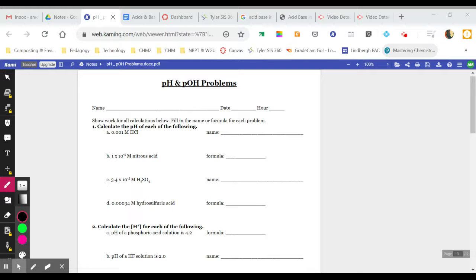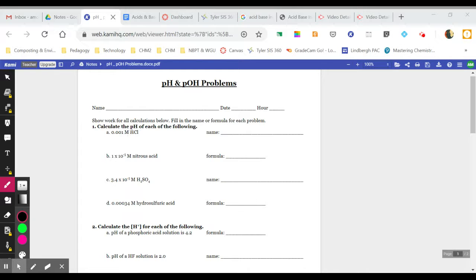So please make sure you've watched the previous two videos before you try to attempt this homework. It explains a lot more. So for the assignment, you're going to be calculating pH or the hydrogen concentration. Please make sure that you show your work.